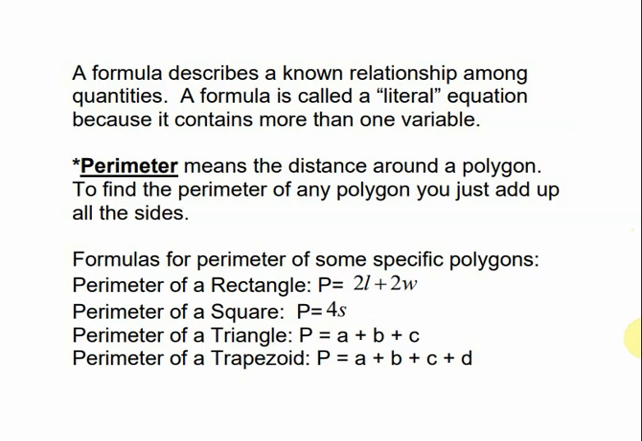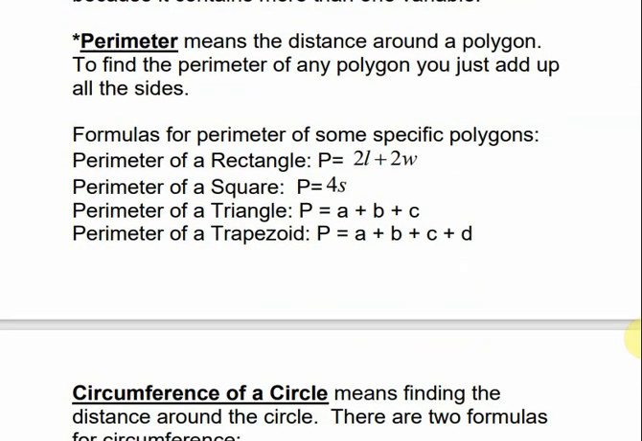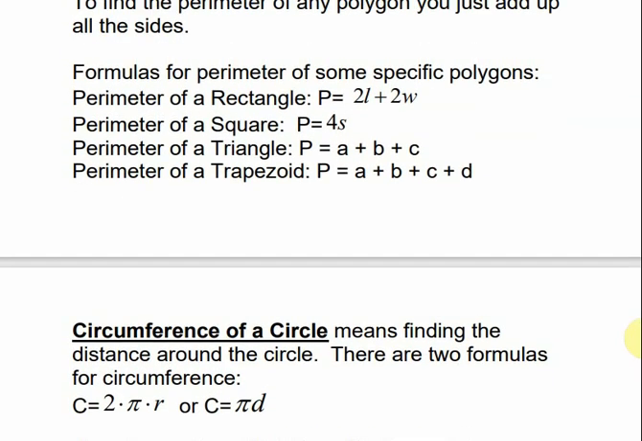In a square, all of the sides would be the same length, so we would just multiply 4 times s. In a triangle and a trapezoid, a lot of times the sides are different lengths, so we would just add up all the sides. In a circle, circumference is the perimeter, but we don't call it perimeter. We call it a circumference.